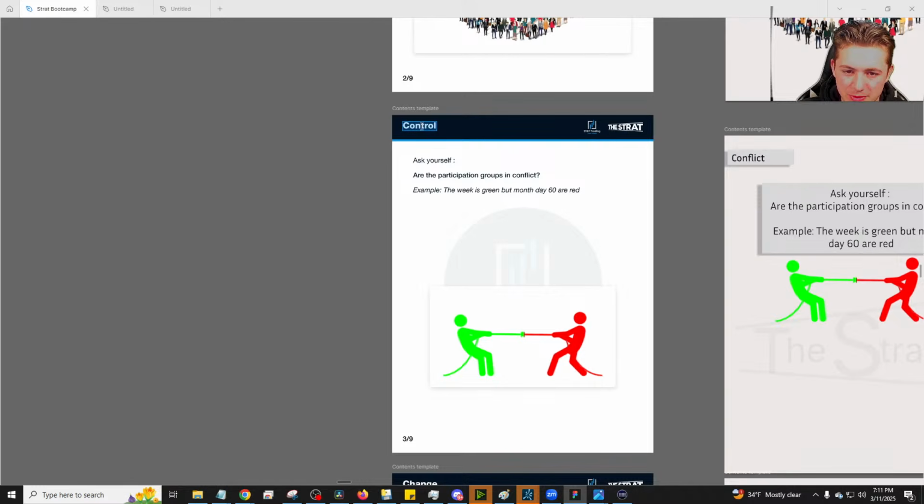And then the last one, we had a typo here. Conflict. Are there groups in conflict? So if the week is green, but the month, day, and 60 are red, the month, day, and 60 are in control, but it's in conflict with the week. So you're never not going to have control, but you can have conflict. And we want to know about that, because it does give us less evidence on our trades.